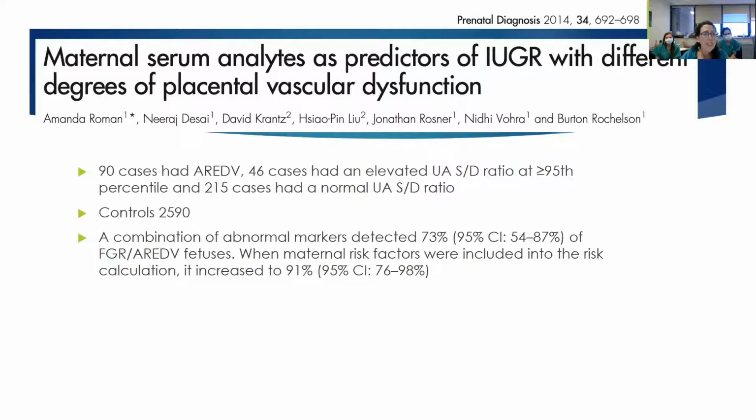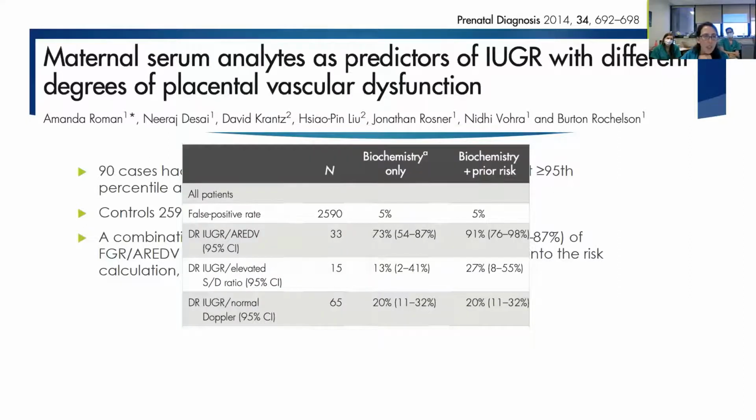Study by Dr. Roman. As I mentioned, they had different groups with different degrees of placental dysfunction. They had FGR with absent end-diastolic flow, 90 cases, 46 with elevated Dopplers, and 250 cases with normal Dopplers. And the controls were 2,500. They concluded that a combination of abnormal markers detected 73% of FGR babies with absent or reversed end-diastolic flow. And when the maternal risk factors were included into that calculation, it increased to 91%. We can see that here, the detection rate of 73%.